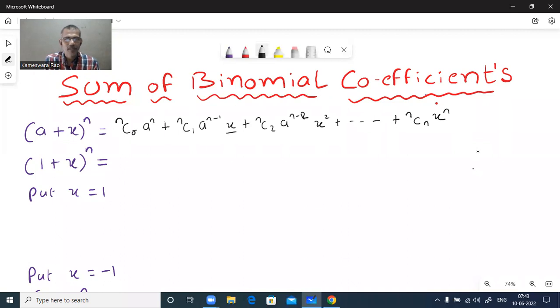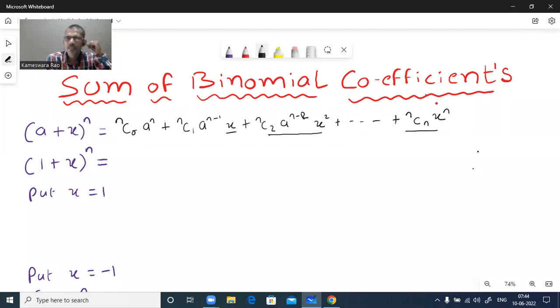Binomial expansion of (a + x)^n we know: nC0 a^n, nC1 a^(n-1) x, nC2 a^(n-2) x^2 as the third term, and the last term will be nCn with the second variable at the highest index, x^n.